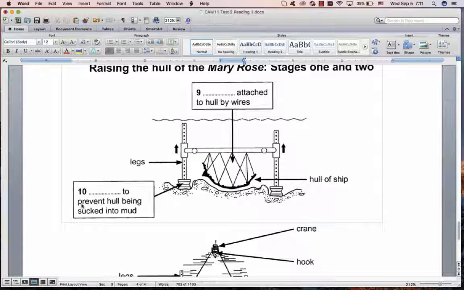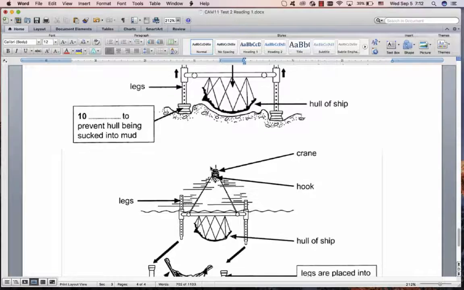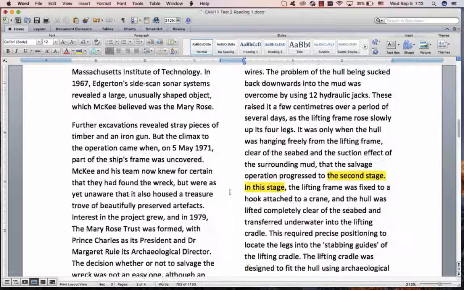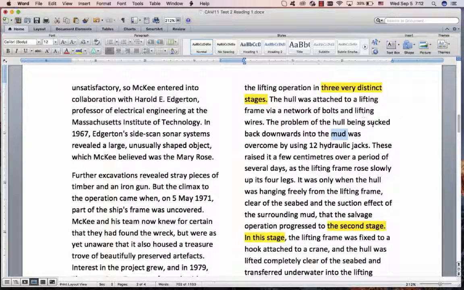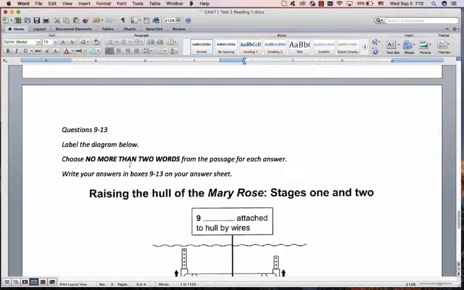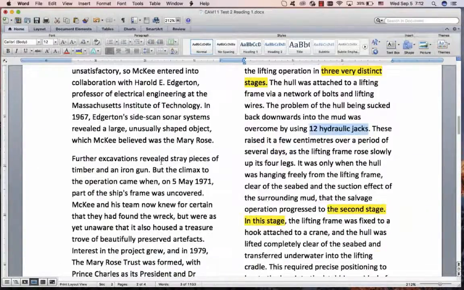Right, next. One thing to remember with diagrams, they do go back. With one of them, they go back. They won't go back with this one because this is right at the beginning. But just be aware. To prevent hull being sucked into mud, let's scan for mud. The problem of the hull being sucked back downwards into the mud was overcome. There's our prevent by using 12 hydraulic jacks. Let's just check. We can have no more than 2 words. They don't say anything about a number, so you must drop the 12. So your answer is just hydraulic jacks.